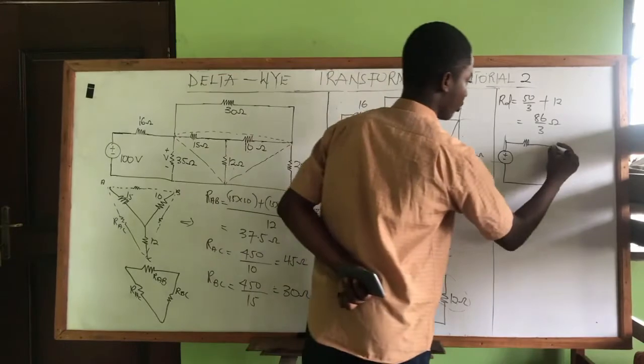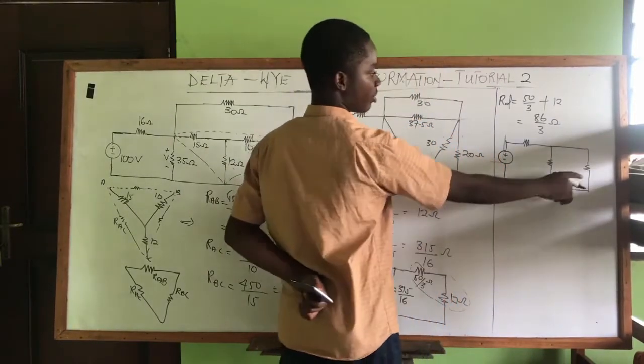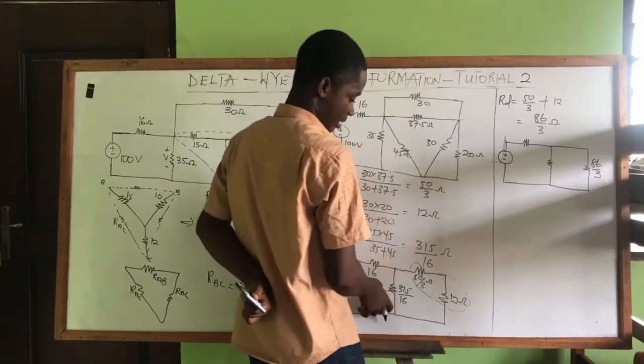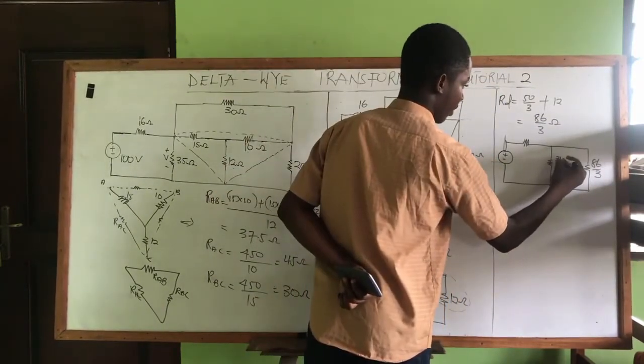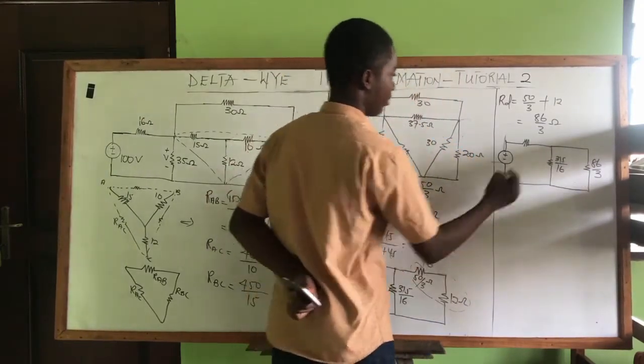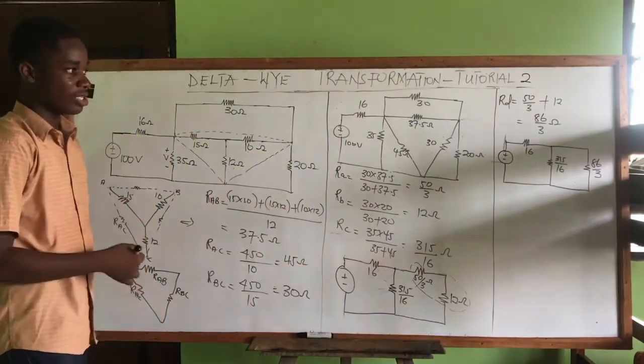We have the equivalent of these two values also there. So the equivalent of those two values gave us 86 on 3. This is what? The 315 on what? The 16. And this value is what? 16. Alright, good. So let's continue.